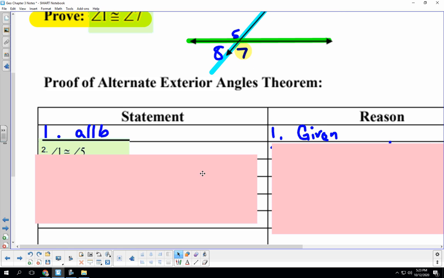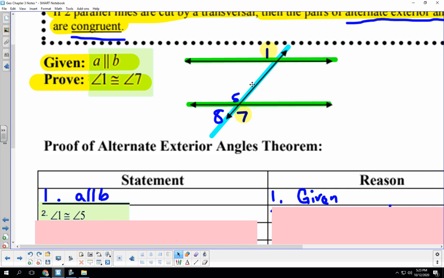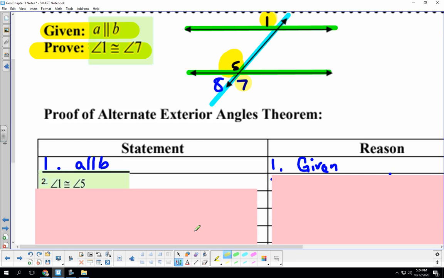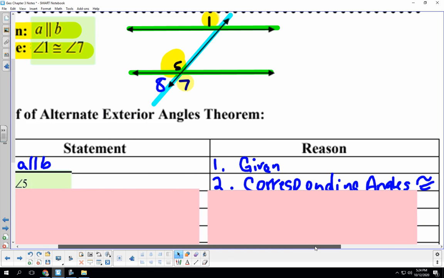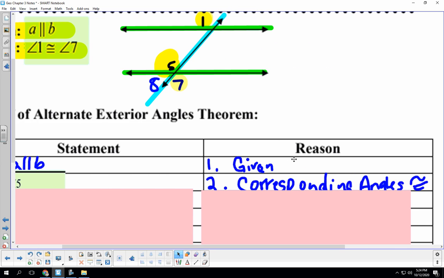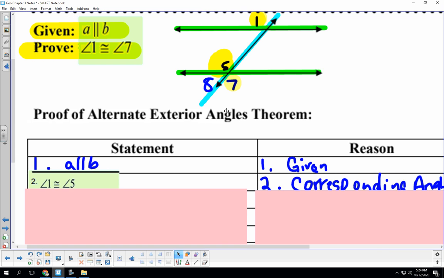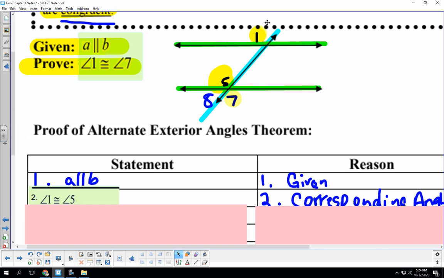Okay. Step number 2, angle 1 is congruent to angle 5. What gives us the right to make that statement? Oh, it's the one we just did. Corresponding angles are congruent. If you're in the same position, so if you're both on the left-hand side and both above the non-transversal, you're corresponding angles, and you are congruent.